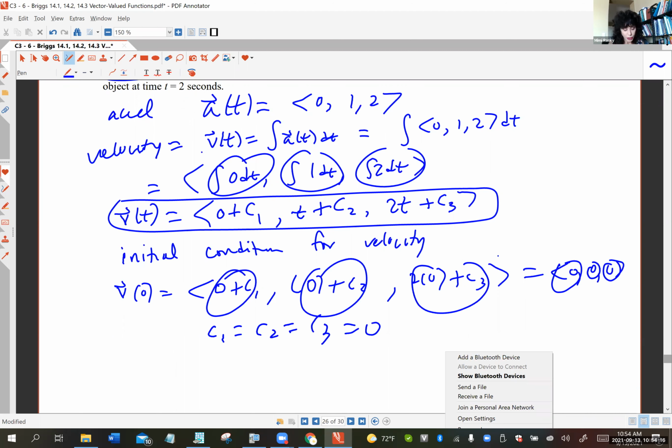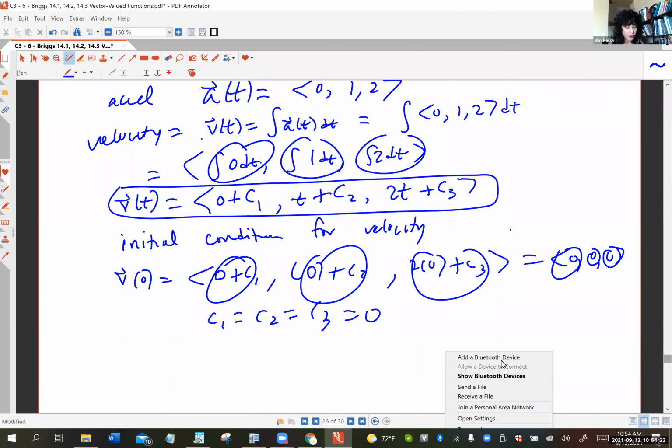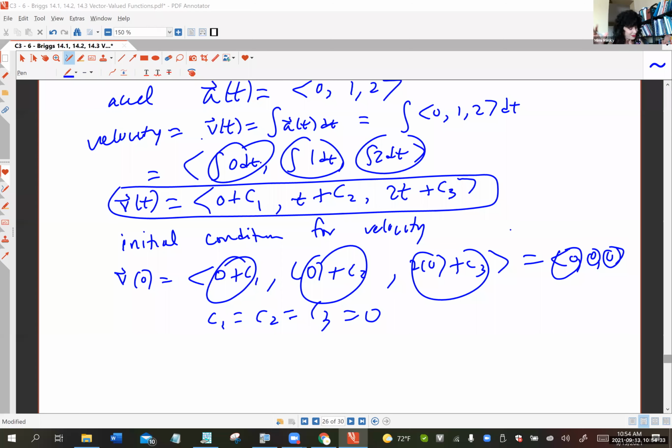Does that always happen? No, but you have to be careful. We'll do another example later where that doesn't turn out to be the case. You have to be very careful and solve for C1, C2, C3 separately. Okay, now what? So now this is what we have so far. Our velocity vector is in fact 0, comma t, comma 2t, because it turned out all the constants of integration were 0.